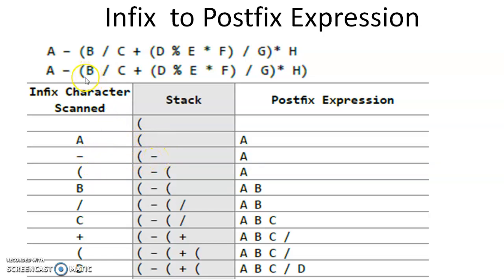Then once again an opening parenthesis is coming. Whenever the opening parenthesis is coming, push it onto the stack. And the next character is B. B is an alphanumeric character, so I am placing it at the end of the postfix expression. Then the next character is divided by. Divided by is an operator and no operator is present here for checking the priority, so we are placing divided by into the stack. Then C is an alphanumeric character that is coming, so I am placing it at the end of the postfix expression. Then the next character is plus.